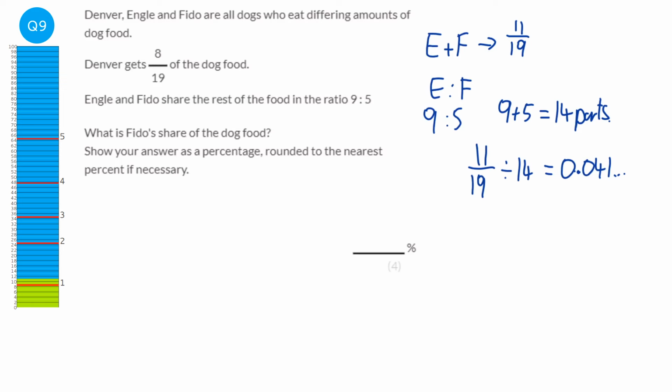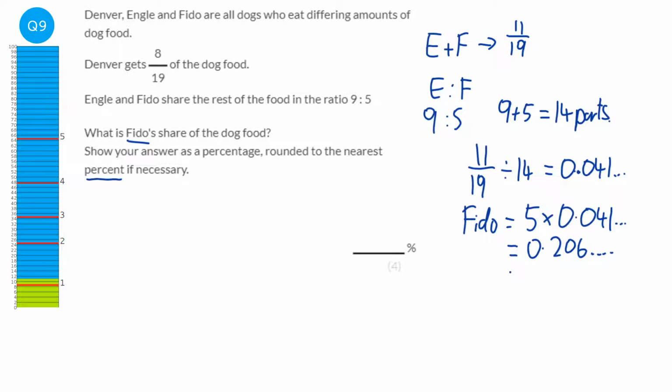And we're asked to find Fido's share. Well, Fido has 5 parts. So Fido has 5 parts, each of them worth 0.041... I've kept it in my calculator to keep the accuracy. And when I do that, I get 0.206... Now we're asked to work it out as a percent.